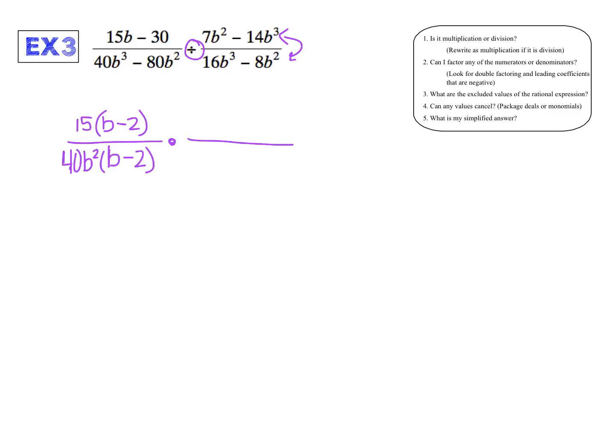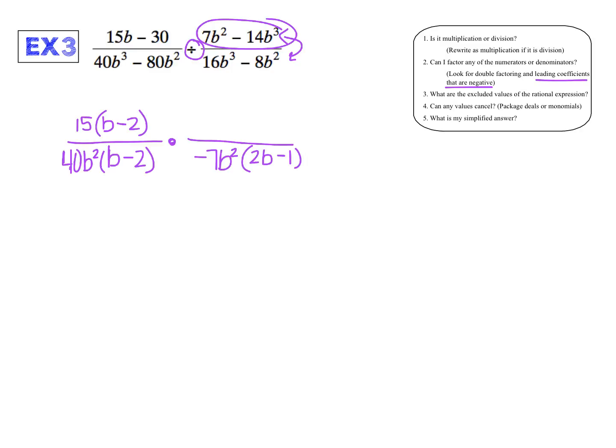And while I do that, I notice that it's not in standard form, so I'm actually going to rewrite it: negative 14b to the third plus 7b squared. And when I look at that, I can take out a negative because I want my first term positive. The leading coefficient is negative, so I'm going to take out a negative 7b squared. And when I do that, I'm left with 2b minus 1.